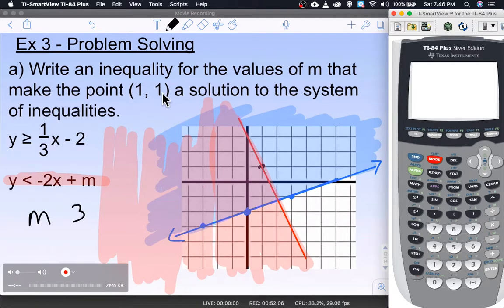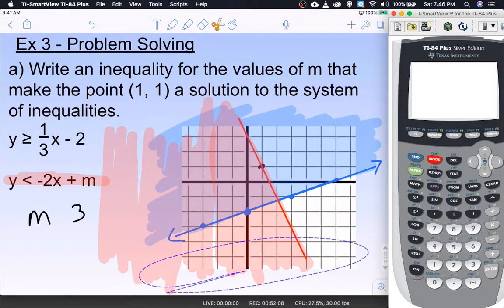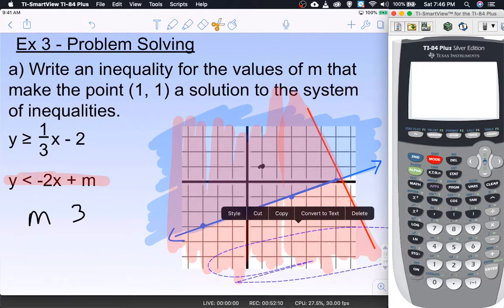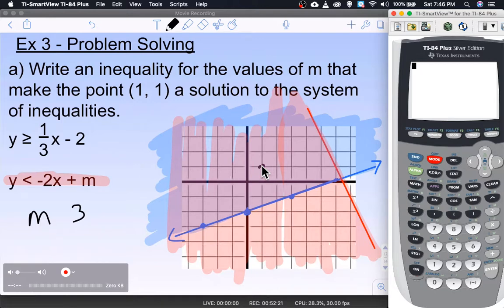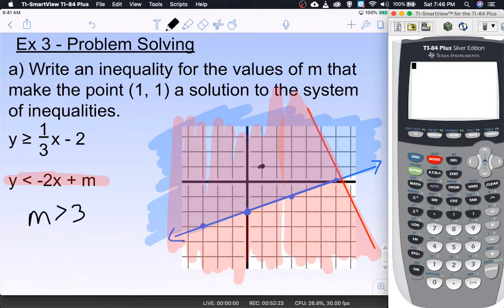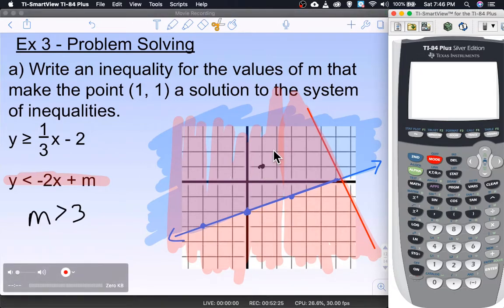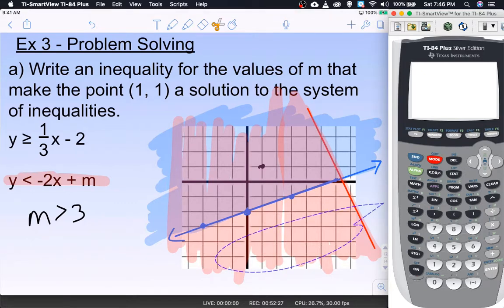Well, I guess it's not equal to 3, because check this out. If I make m, which is the y-intercept, way up here somewhere, 15, 20, 30, that point's still a solution. So it's m values greater than 3. The last thing we have to figure out is whether it's greater than or equal to.